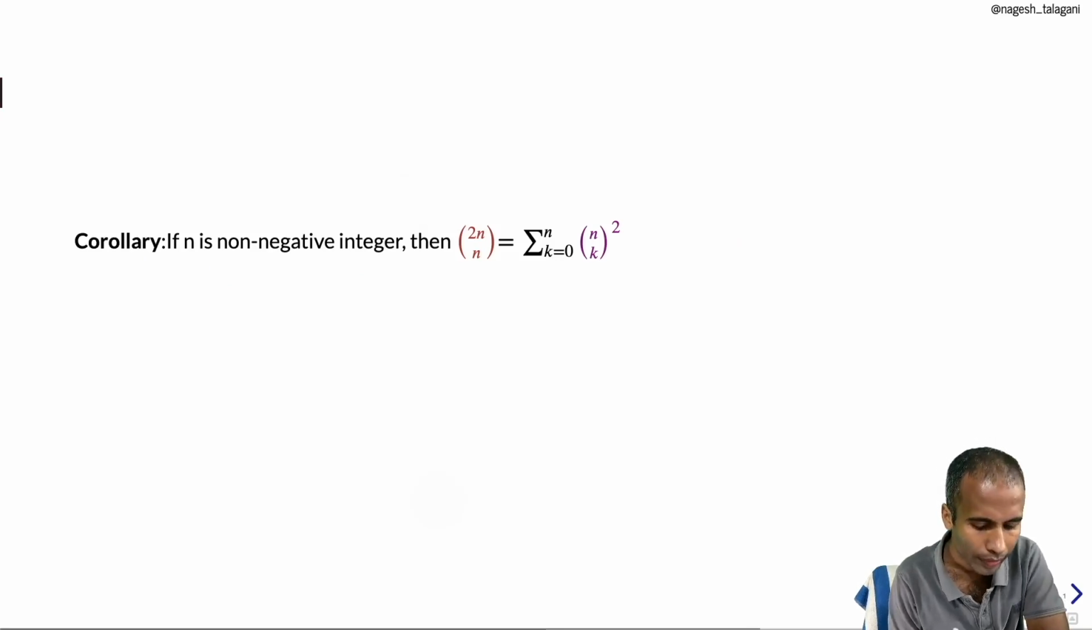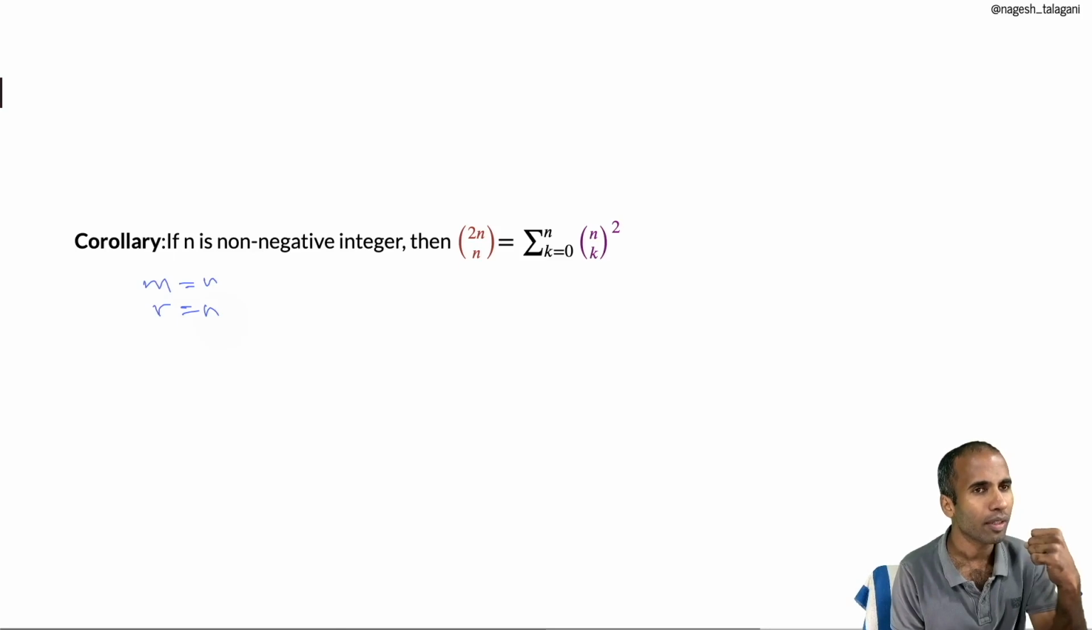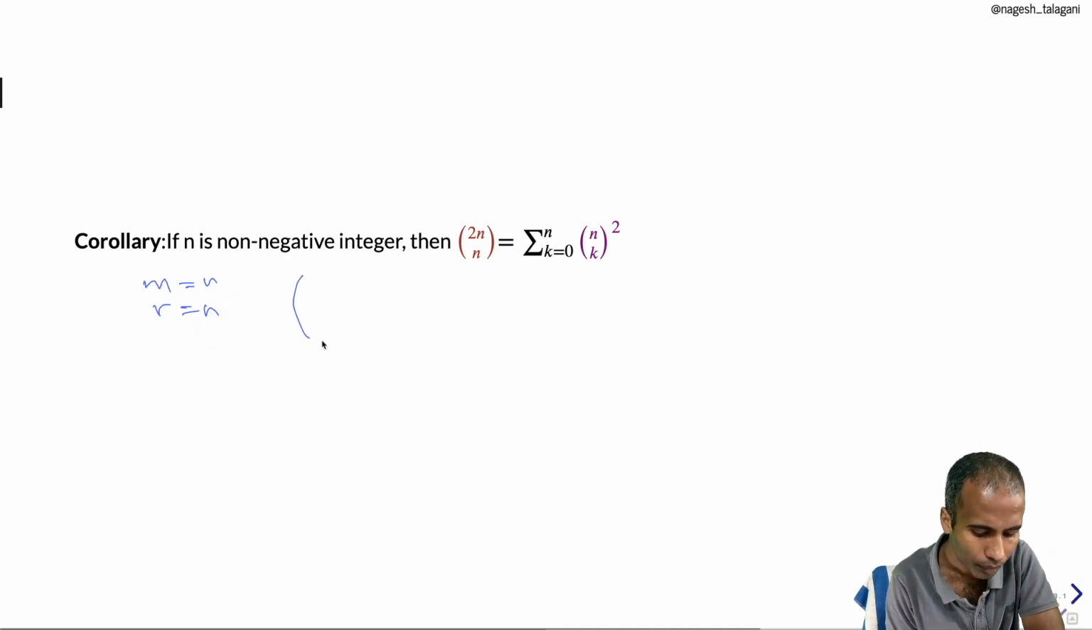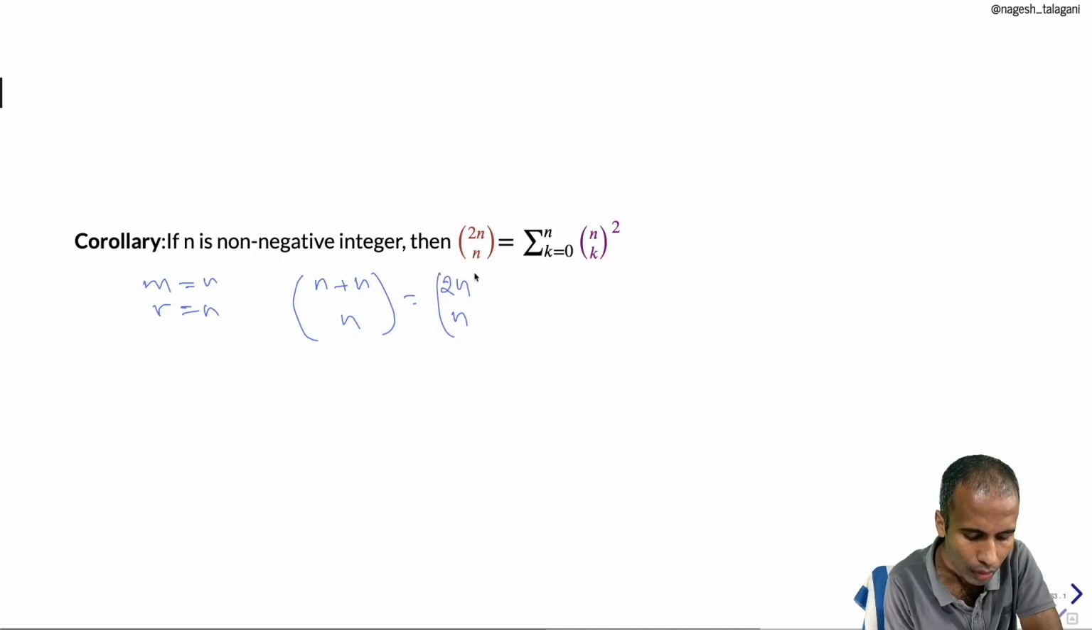Okay, in Vandermonde's identity, if you take m equal to n and r equal to n, that means we have n boys and n girls and we are selecting n students. In that case, Vandermonde's identity is going to be n plus n choose n. That means the left hand side is going to be 2n choose n.